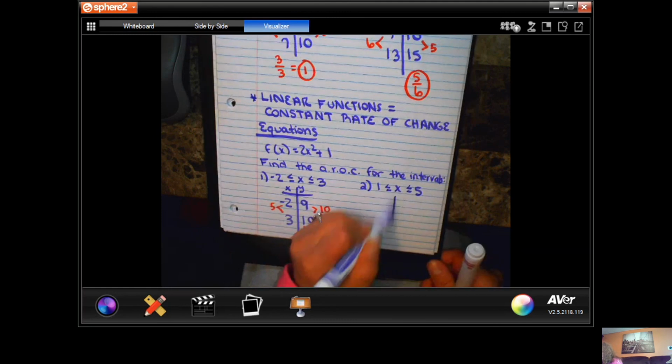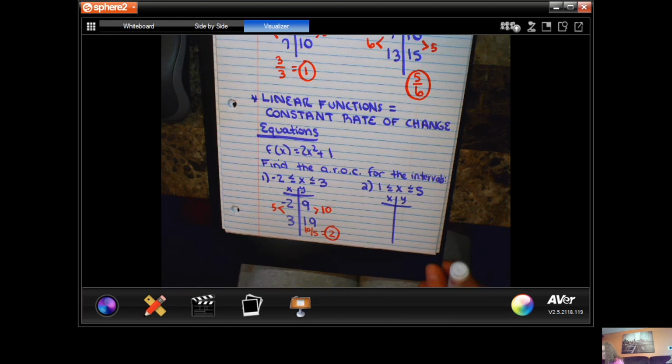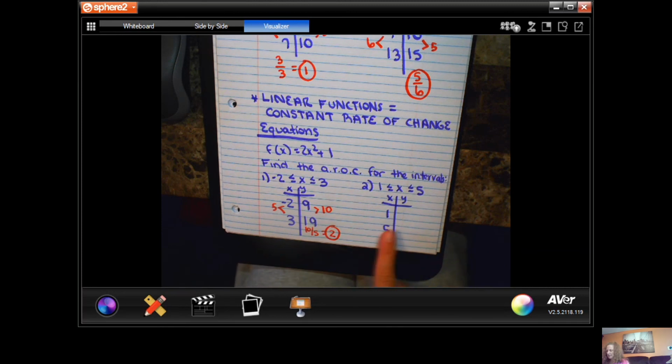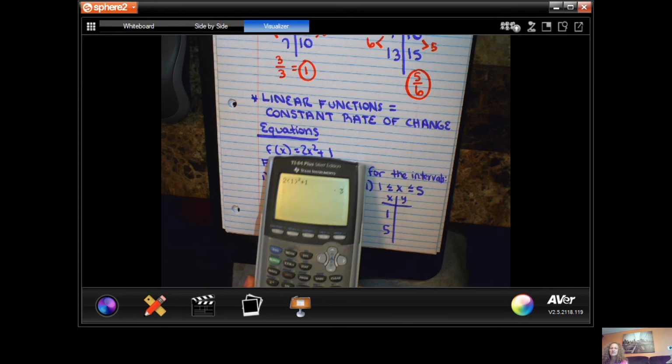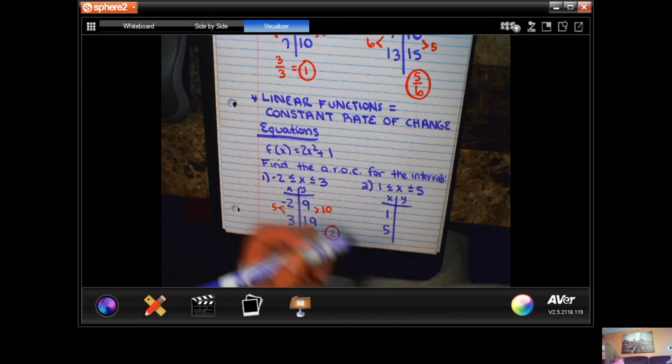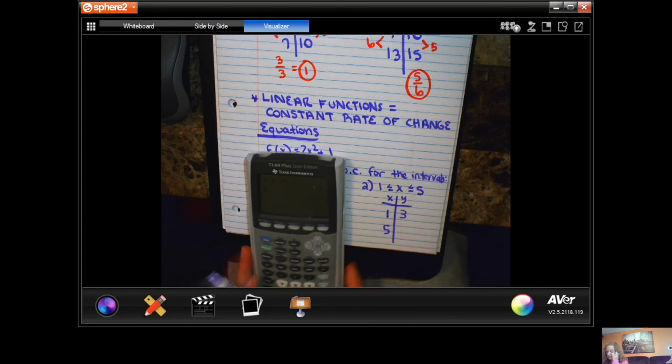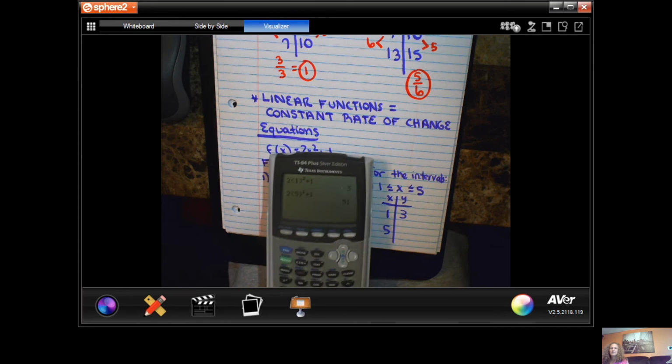We're going to find the average rate of change from 1 to 5. So x and y go here. 1 and 5 go underneath. To find the average rate of change, I need to find the y's that go with it, so I'm going to plug these in. So I'm going to change my x to 1, so it's 2 times 1 squared plus 1. My calculator says 3. If I change that 1 to 5, let me back up and get rid of that 1. My calculator gives me 51.